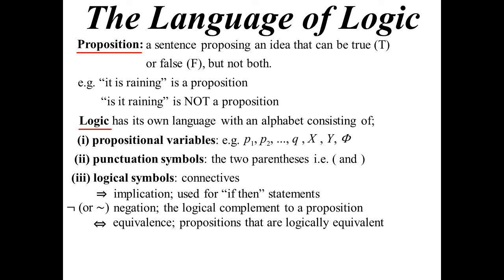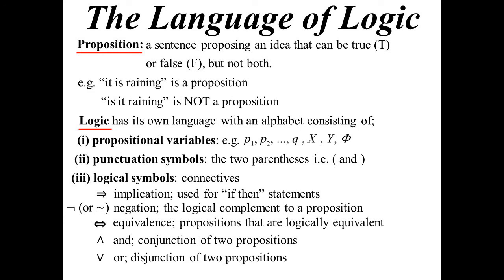If you've got the arrow that's going in both directions, that's equivalence. So you're talking about two propositions that are logically the same or logically equivalent. Then there's the symbol that stands for and. It's very similar to set notation, of course, to intersection, so it's got that sort of shape to it. It's the conjunction of two propositions. And or, again very similar to set notation, where we have the U shape for union, but it's the disjunction of two propositions.